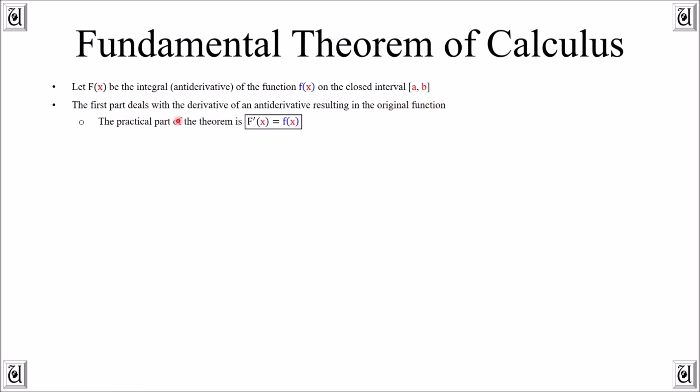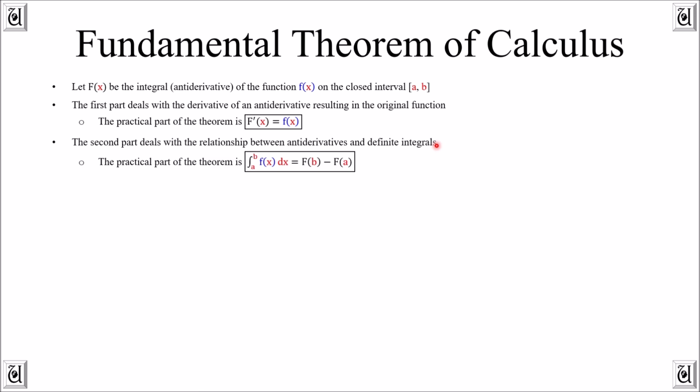And so the practical part of this theorem here is that this capital F, which represents the integral or antiderivative, once you take the derivative of it by this prime symbol, you're going to be left back with what you started with. So the second part of the theorem deals with the relationship between antiderivatives and definite integrals.